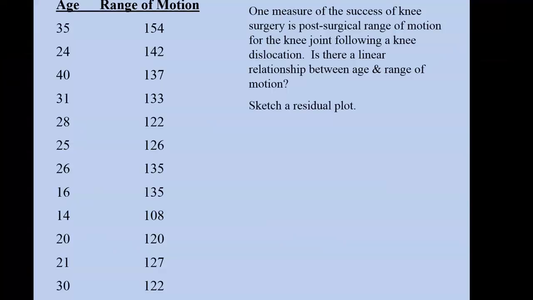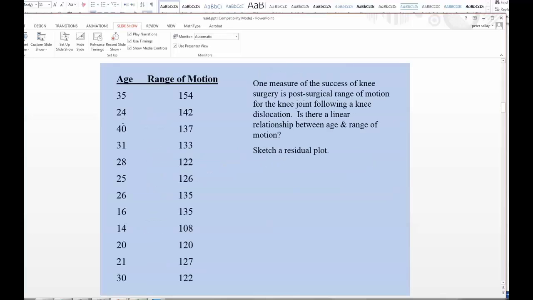Okay, so we're going to take the calculator out, and I'm going to show you exactly how one does this residual plot. What are the steps on that? So let's go ahead and do that. We're going to enter the ages into list 1 and the range of motion into list 2. Let me get to that point, and then I'll restart the video.